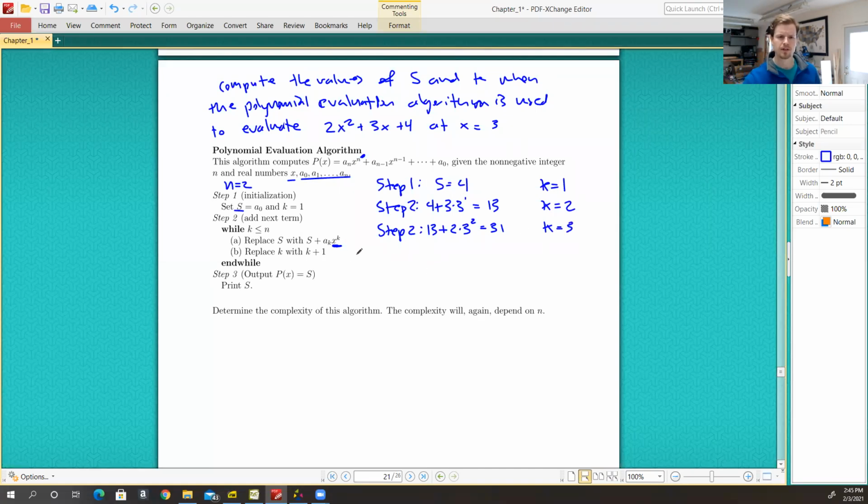And then we return back to check the condition. k is equal to 3, so is 3 less than or equal to 2? No, that condition is no longer satisfied, and that kicks us out of the loop. So we move on to step 3. Step 3 is simply output. Right, we still have s is equal to 31, k is equal to 3, and we output p of 3 is equal to 31.